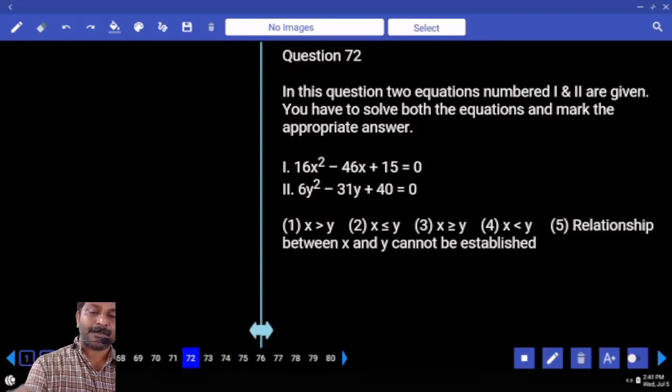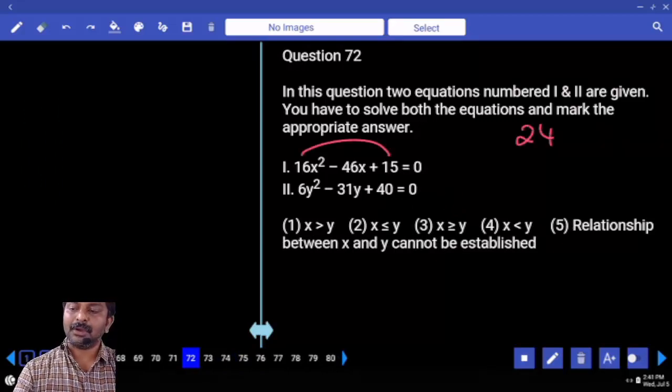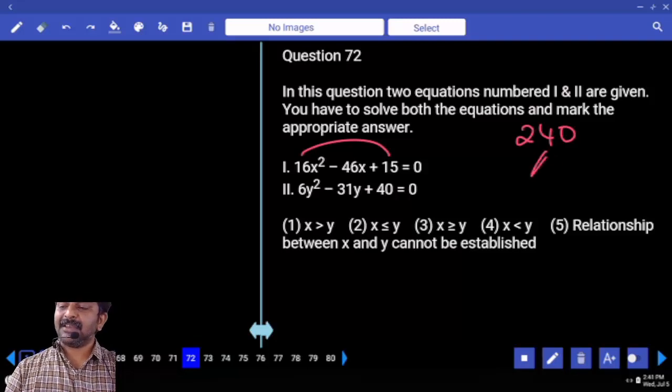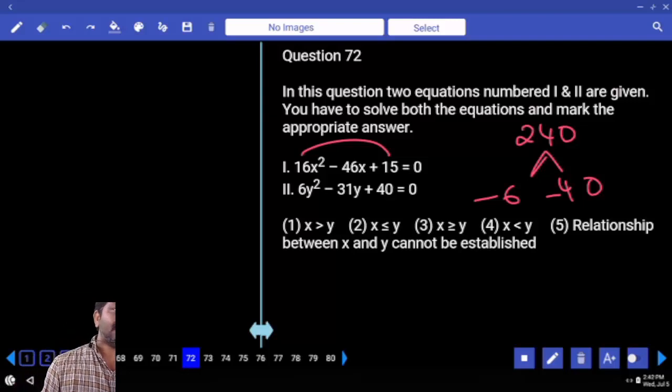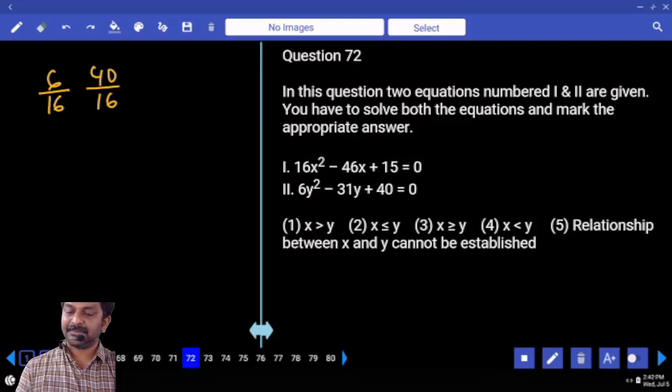Is it a free? 16 15s. 240. Yes. So 240. 12 20s, no. 8 30s, no. 640s. This can be written as 640 times. Minus 6 minus 40 is minus 46. 640 by 16. Right? Next. Here also this is 240.